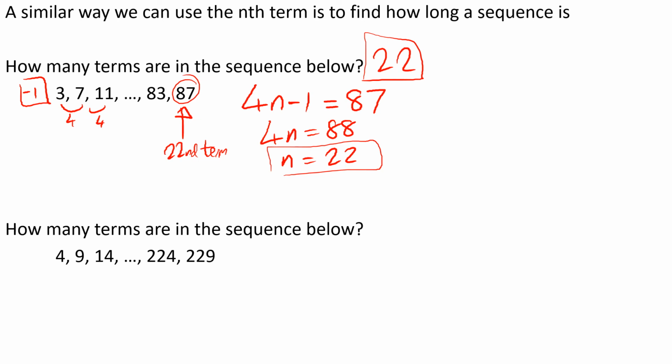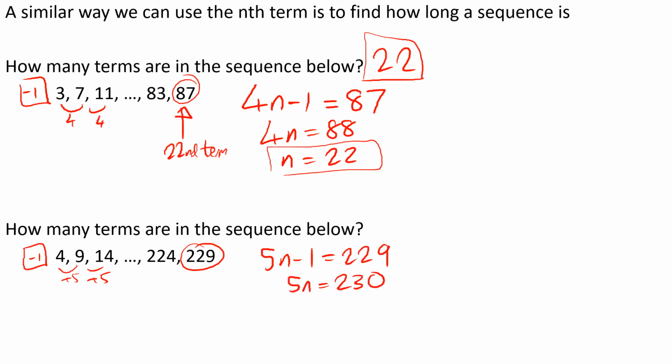How many terms are in this sequence? To do the same thing, it's going up in 5s. Our zero term again is minus 1, so that's 5n minus 1. Our final term is 229, so we'll set them equal to each other. Add 1, divide by 5, and that will tell us that there are 46 terms in that sequence. So yeah, decent intro to sequences. We're looking at some tricky stuff next time with quadratics, so make sure this all makes sense.